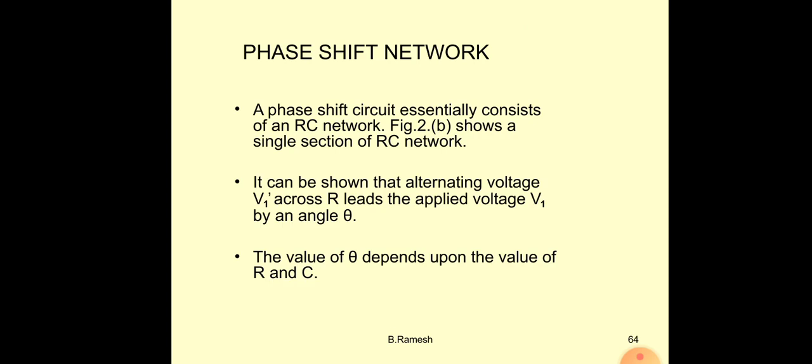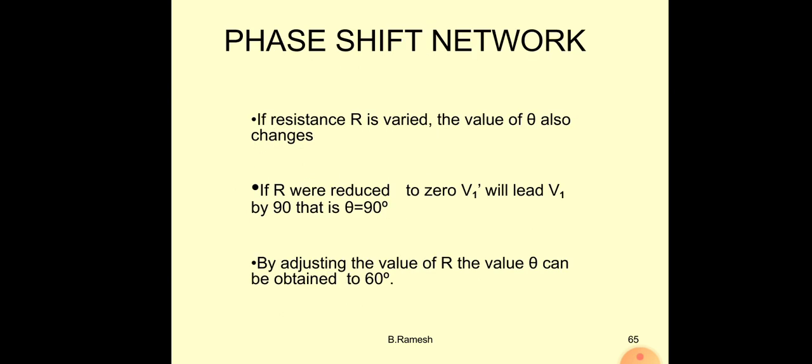Phase shift network. A phase shift circuit essentially consists of an RC network. This shows a single section of an RC network. It can be shown that the alternating voltage V1 across R leads the applied voltage V by an angle theta. The value of theta depends upon the values of R and C.